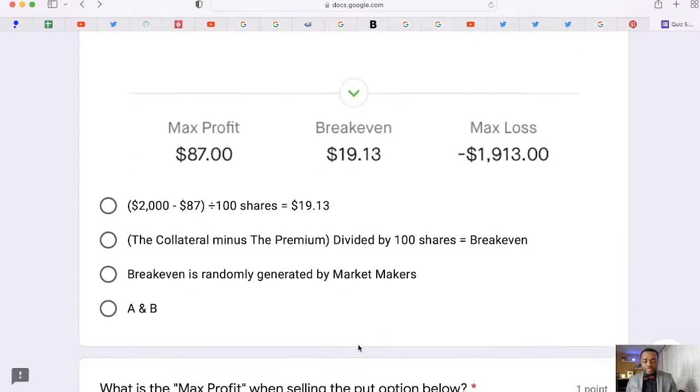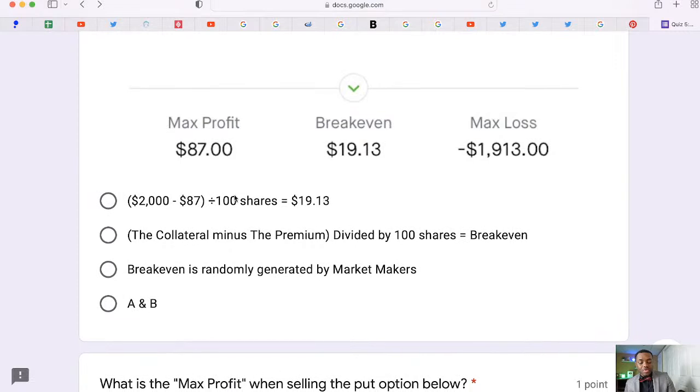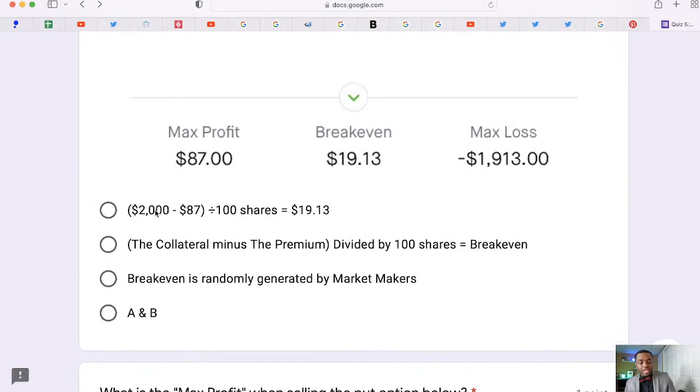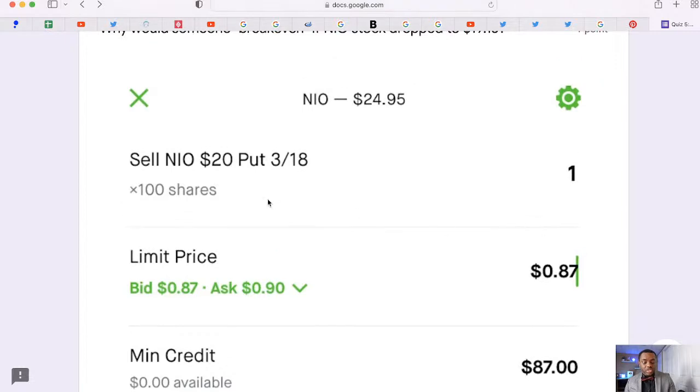And let's see why. You have that 2,000 minus the 87 that you collected, divided by those 100 shares, which gives you the 19.13. So where did we get this 2,000 from? This is our collateral. The collateral minus the premium is what you would get paid right now for selling this put option. So to sell this $20 put, you would get $87.